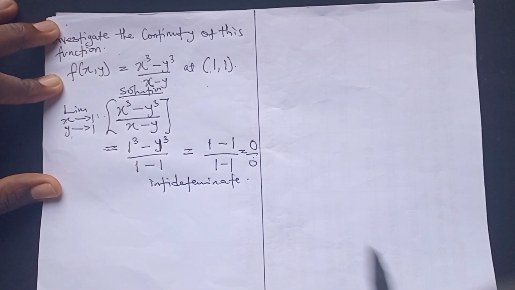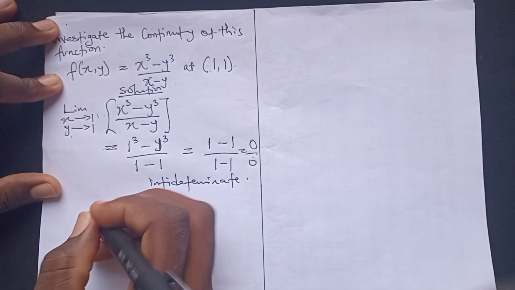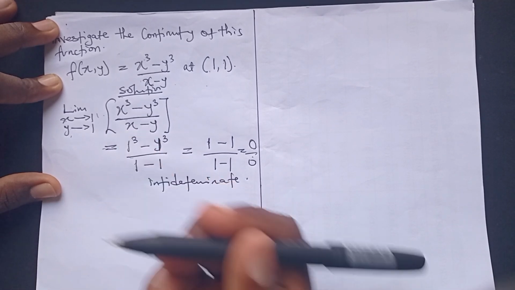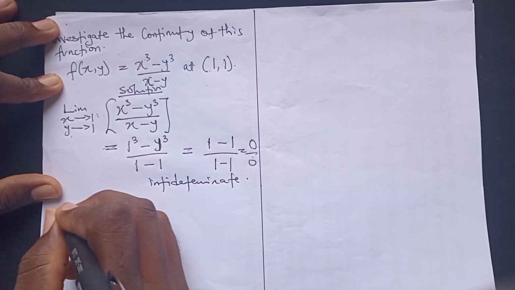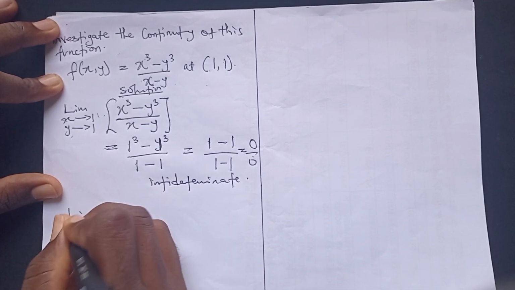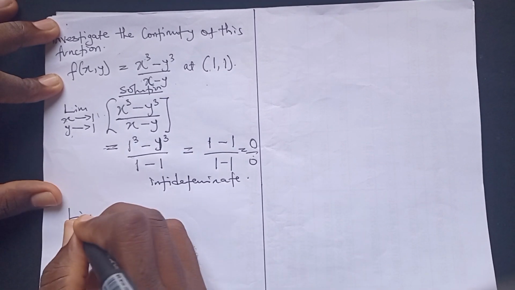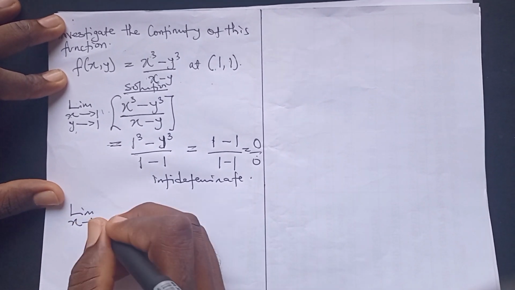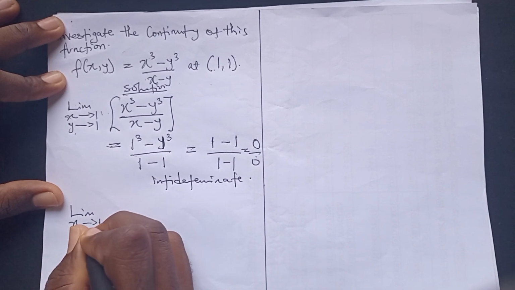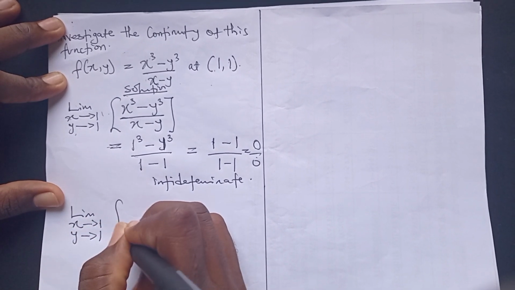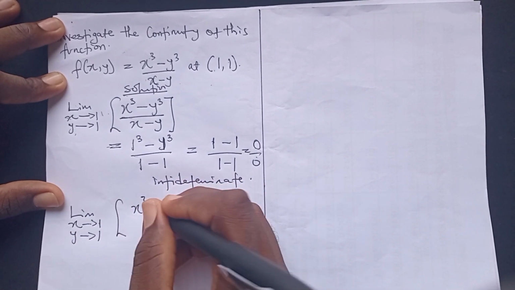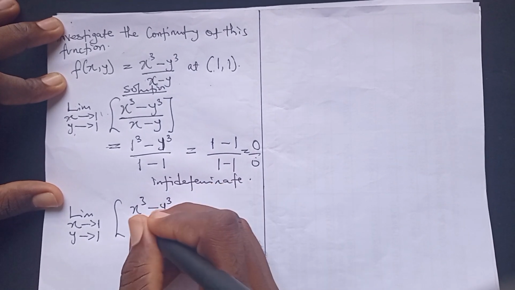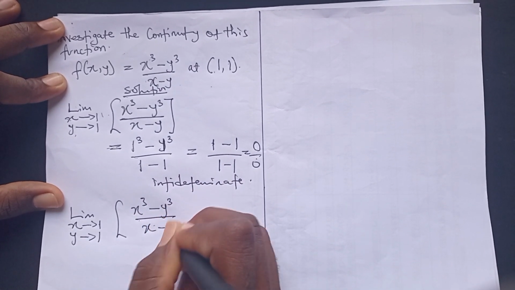So now, let's use another method, by expansion. We have the limit when x tends to 1 and when y tends to 1 of x cubed minus y raised to 3 over x minus y.